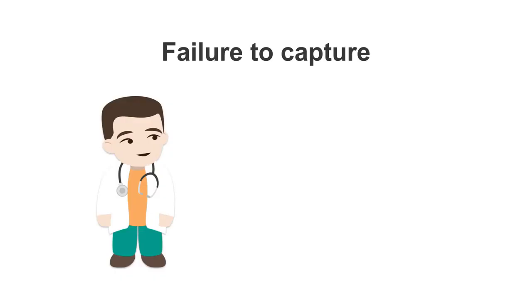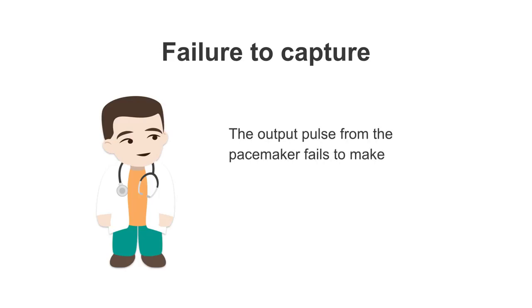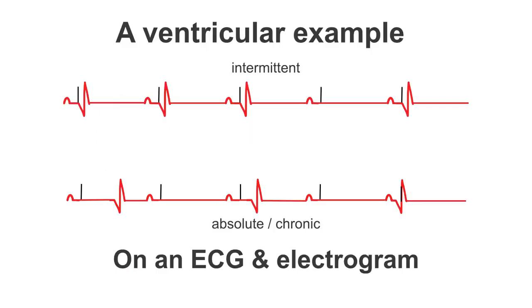Failure to capture is when the output pulse from the pacemaker fails to make the target chamber depolarize. Let's have a look at this on an ECG. Here we can clearly see that the output pulse, which is represented by this pacing spike, has triggered a ventricular depolarization, and that is what we would usually expect to see. However, if we look at a few heartbeats along the ECG, we can see that this output pulse has failed to trigger a ventricular depolarization.